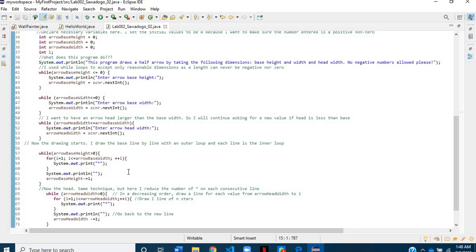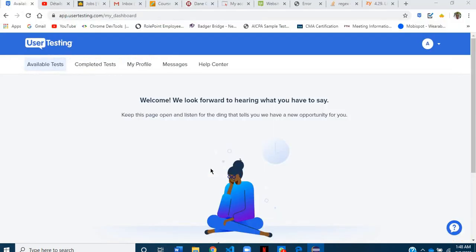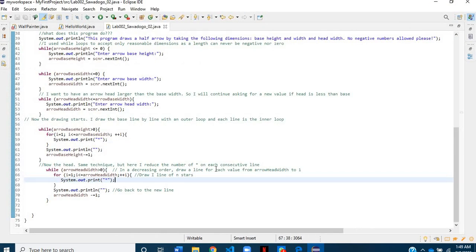The same thing goes for the head. So what I did here is now the head, same technique, but I reduce the number of stars each time I go back to start again. So let's say I started with 8, so next line I would do 7. But how did I do that?